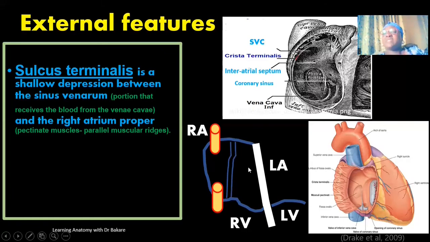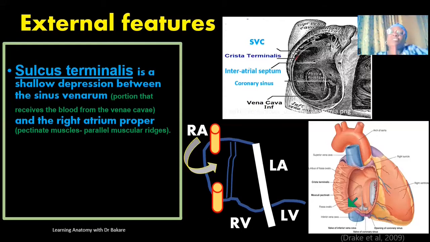So if you try to divide the right atrium on the outside into two, we have the sinus venarum and you have the right atrium proper. So between these two is where we have the sulcus terminalis. So the space between the superior and inferior vena cava, the sinus venarum, and between this space and also the right atrium proper, which is located in this region, is where we have the sulcus terminalis.